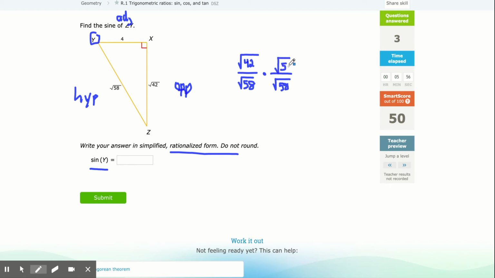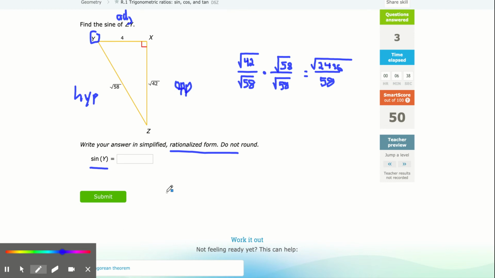Any number over itself is just 1. So I'm not changing the value of the number. What I'm doing is just eliminating the square root in the denominator, because the square root of 58 times the square root of 58 is going to be 58. Now I'm going to grab a calculator and multiply 42 times 58 and get 2,436.